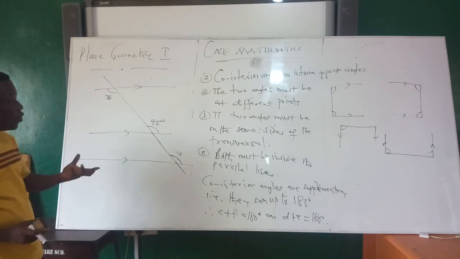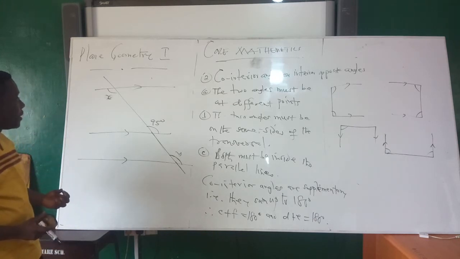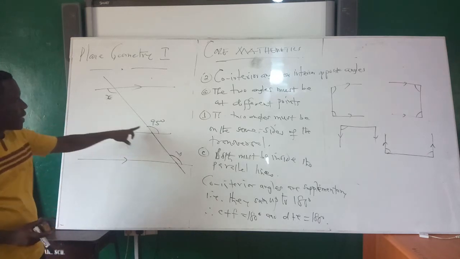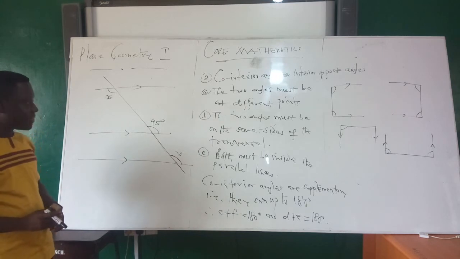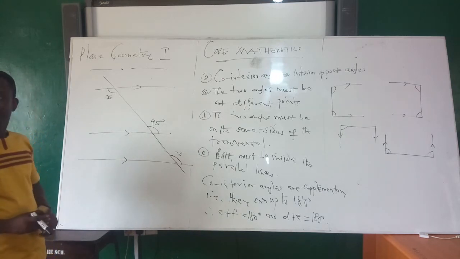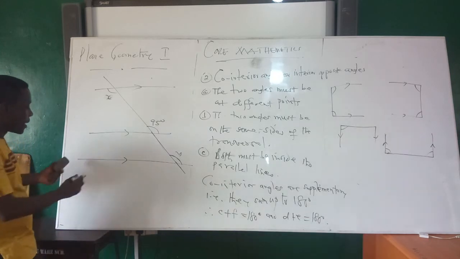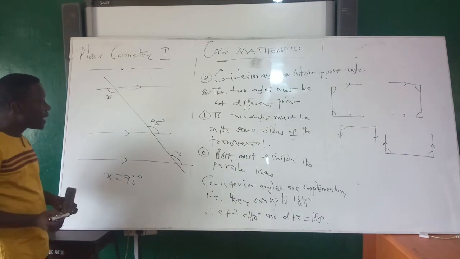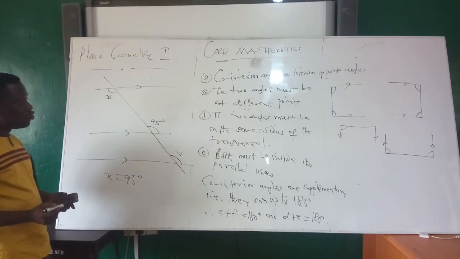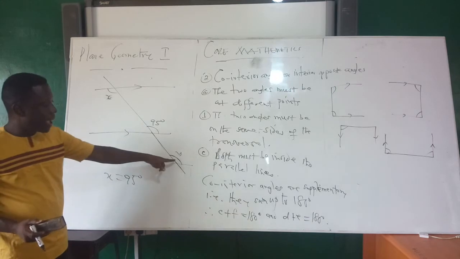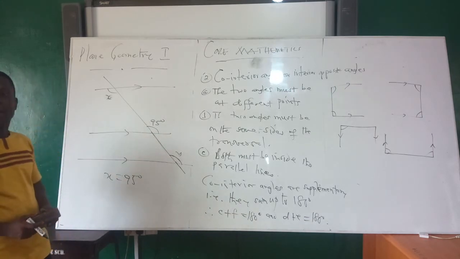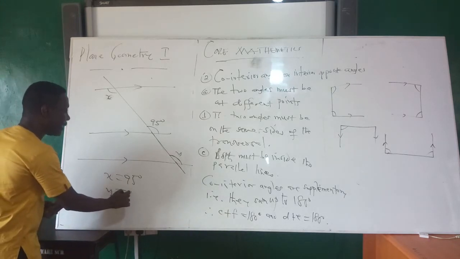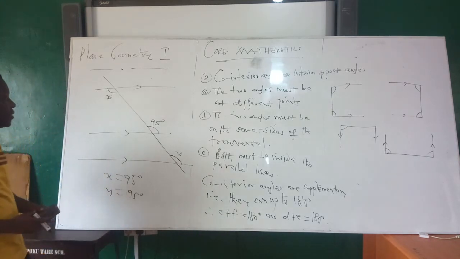Now, if you have followed what I just did, you straight away notice that angle X alternates with the angle 95. And we have said that alternate angles are equal. So straight away we can say that X is equal to 95 degrees. And then again, you also notice that angle Y corresponds with angle 95. And so straight away we can also say that Y is also equal to 95 degrees.